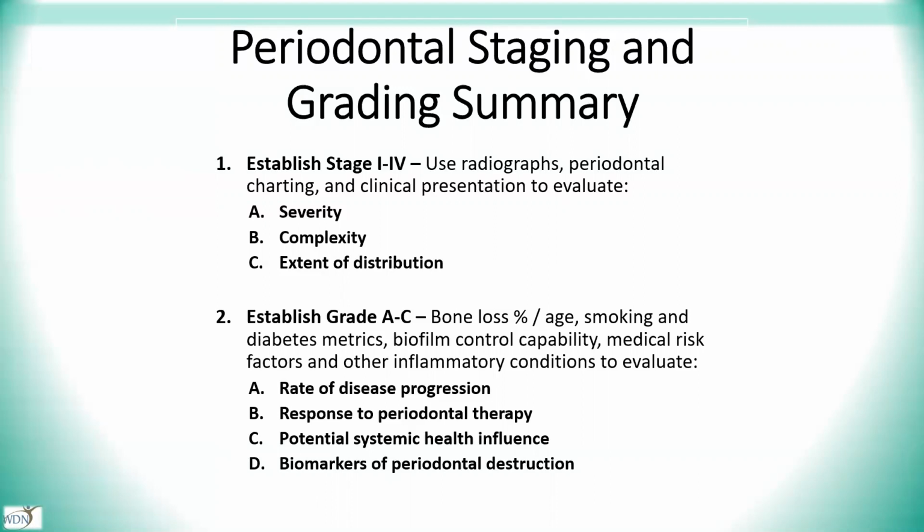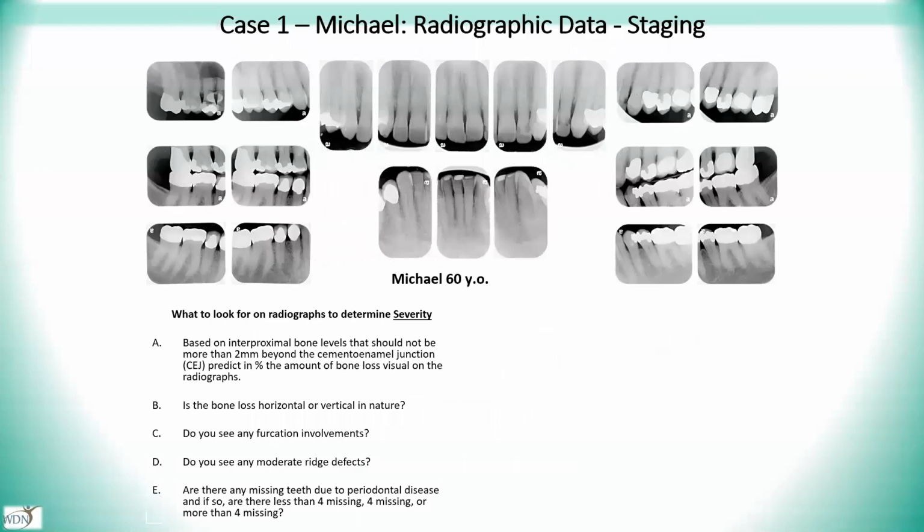They might not respond really well if they're grade C. And we know smoking really influences that, and so does diabetic management. We also will be able to look at potential systemic health influence and biomarkers in our grading. So let's get right into it with our first patient.